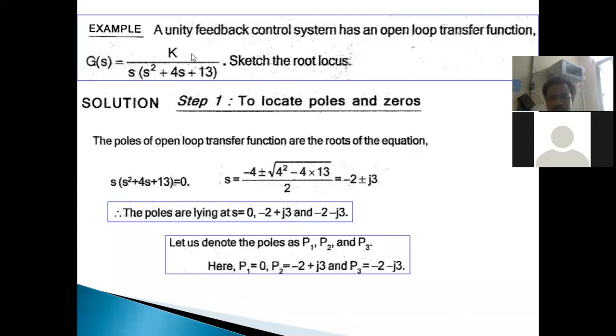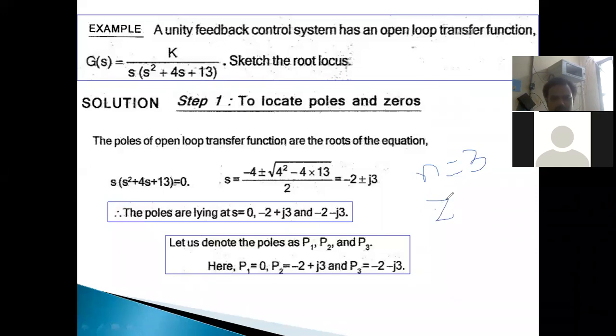Here there are no zeros because the numerator has only the constant value k, whereas in the denominator polynomial, s is equal to 0 is one root. For s square plus 4s plus 13, which is a quadratic equation, the roots are -2 plus or minus j3. So these are the three poles. First we have to identify the number of poles and zeros. That is very important. In this case, the number of poles is equal to 3.